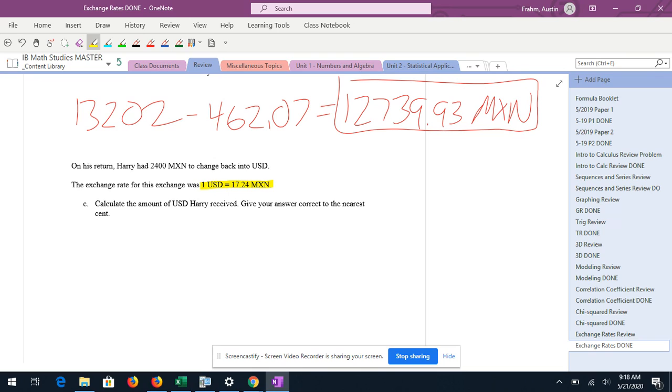So the first ratio can be the exchange rate. So $1 over 17.24 pesos. Now we're trying to figure out how many dollars we're going to get back. So X is going to go on top, and the amount of pesos we have left, which is 2,400, goes on bottom.